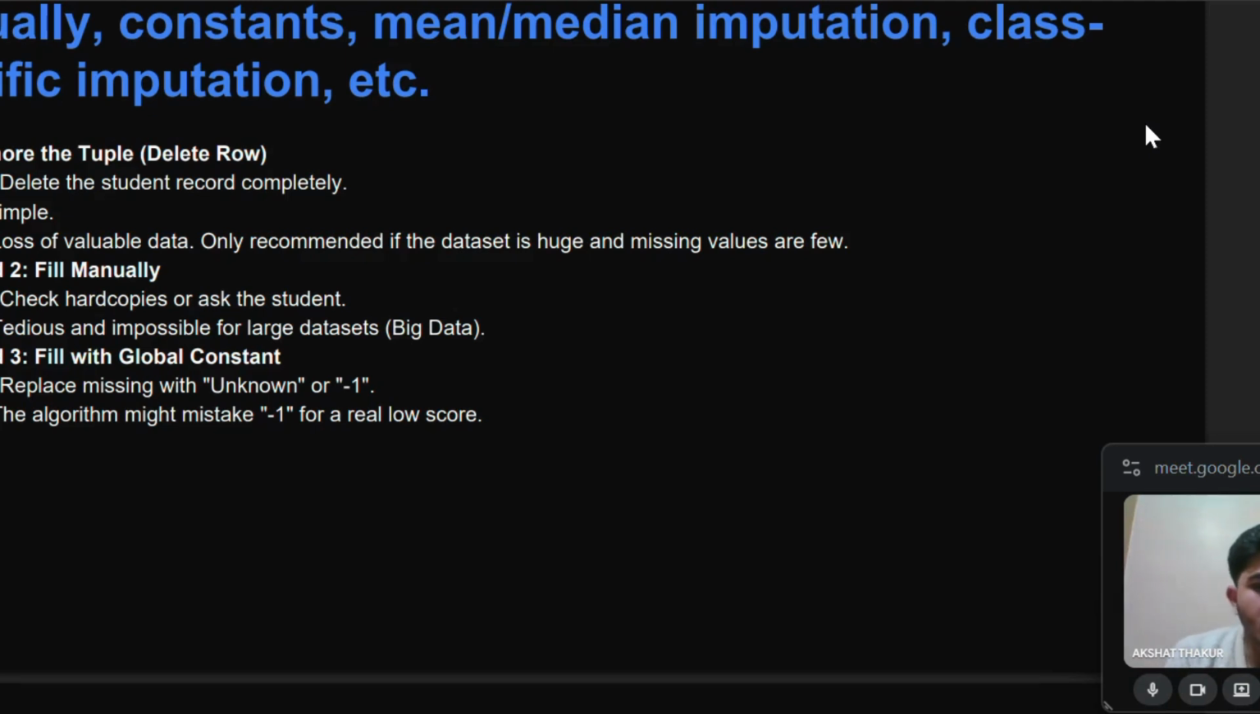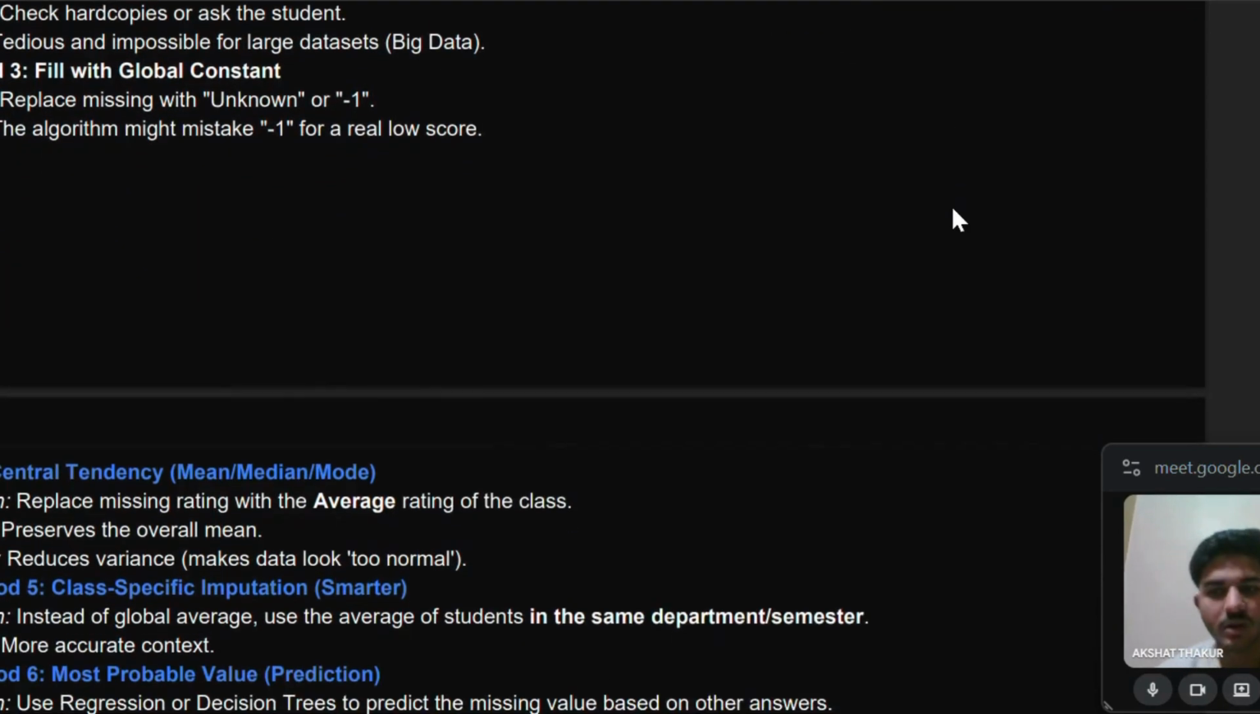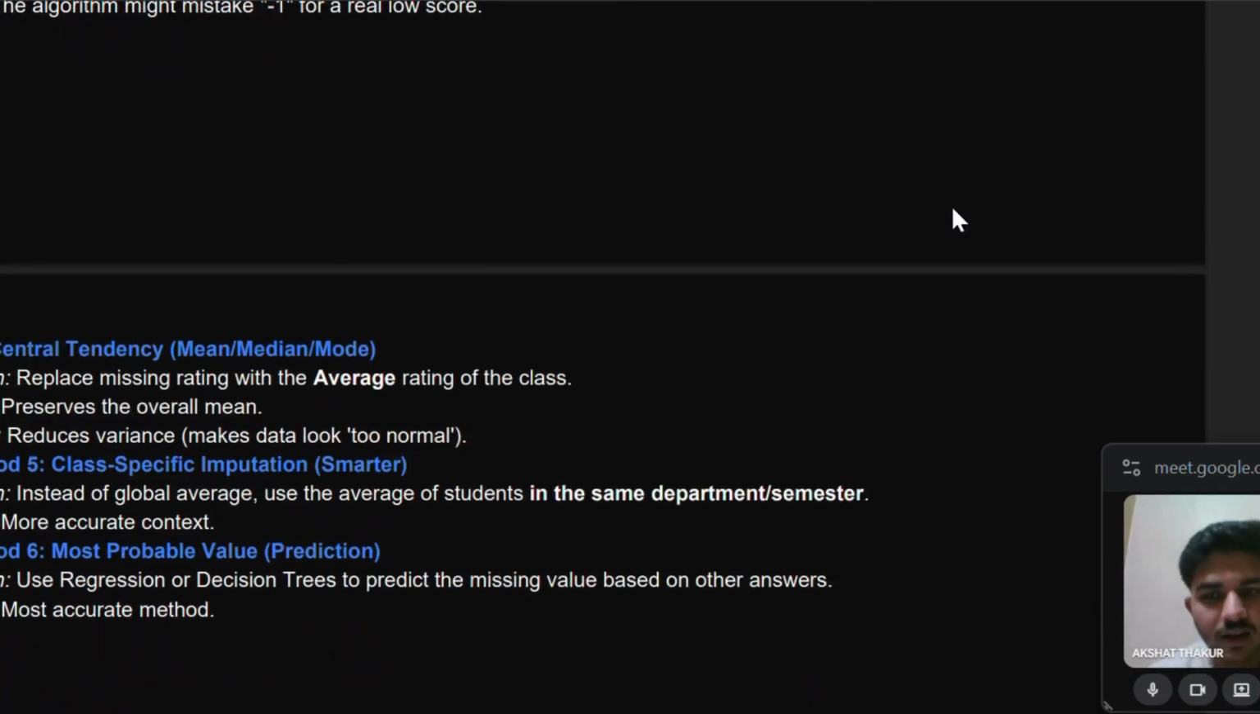Third will be fill with a global constant. Replace the missing value with unknown or minus one. Generally, in the linked lists which we have studied in DSA, we use minus one for empty spaces. Similarly here, the consequence is that the algorithm might mistake minus one for a real low score. So it's better to use NIL or unknown. Method 4 will be central tendency.